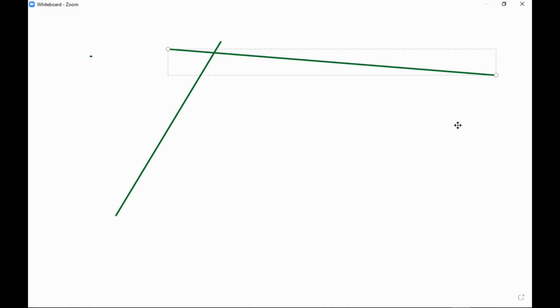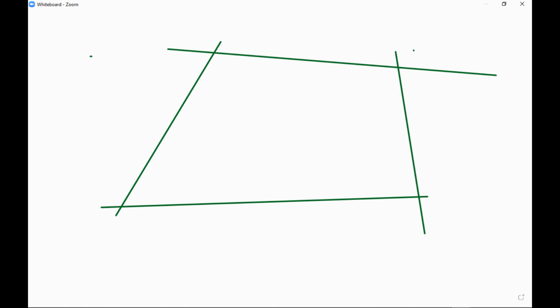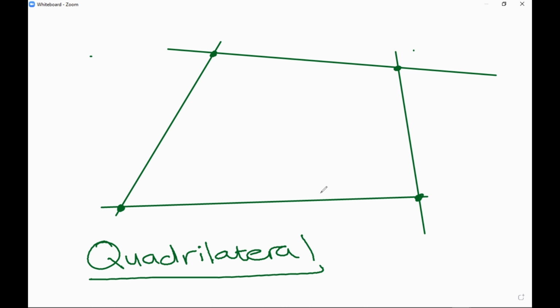What's the special name for a shape like this? It's got four corners. It's got four sides. Anybody? It starts with the letter Q. Well done, Ishwan. Quad, which stands for four, Latin word for four. Quadrilateral. Quadrilaterals are basically made out of four straight lines. In a quadrilateral, what do the angles add up to?